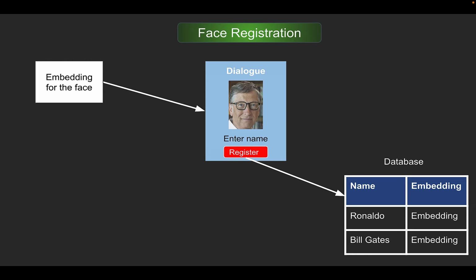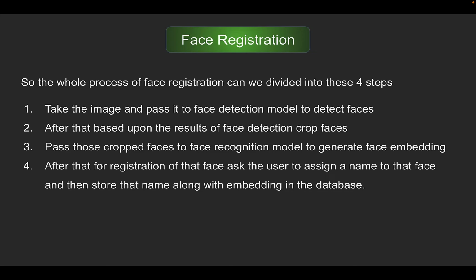So the whole process of face registration can be divided into four main parts. The first part is taking the image and passing it to our face detection model to detect faces. After that, based upon the result of face detection, crop the face from the original image. And then the third step is passing those cropped faces to our facial recognition model to get the face embedding. And after that, for registering the face, we will ask the user to assign a name to that face, and we are going to store that name along with this embedding in the database. And in that way, our face will be registered inside our facial recognition system. So hopefully this is now clear for you.